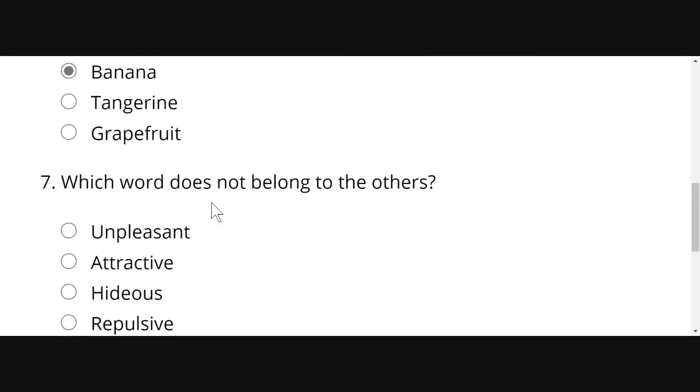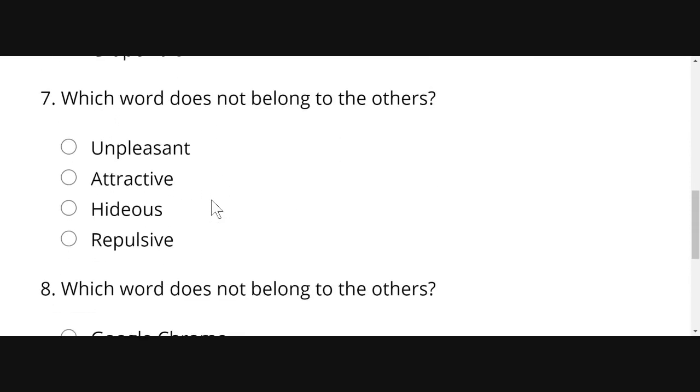You guys are not putting up the reason, though. Which word does not belong to the others? You have unpleasant, attractive, hideous, repulsive. So which word is it? Unpleasant, attractive, hideous, repulsive. All right, guys, let's hurry, or else the computer is going to grade our work for us.